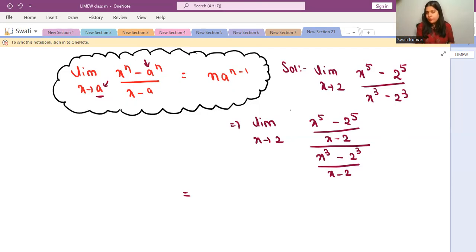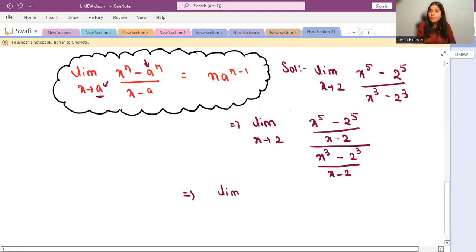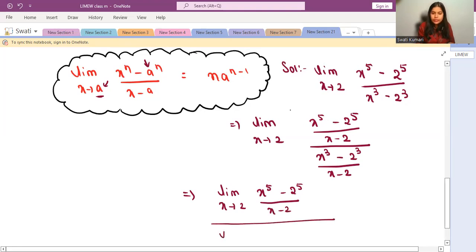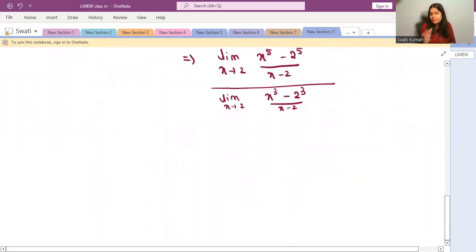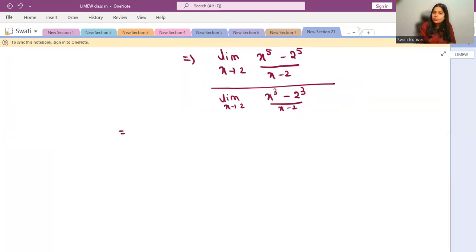Now there is one property of limit that we can distribute limit, okay? So you can see that we have limit one time, but by distributing the limit in the numerator as well as denominator, this will become limit x tends to 2, x raised to 5 minus 2 raised to 5 upon x minus 2, and then everything upon, again, limit x tends to 2, x raised to 3 minus 2 raised to 3 upon x minus 2. And now we can see that we are having the same form, like the formula which we have used just now, in the numerator as well as denominator.